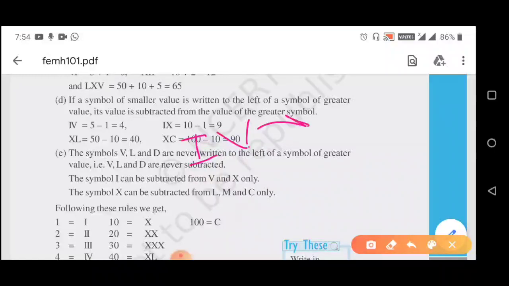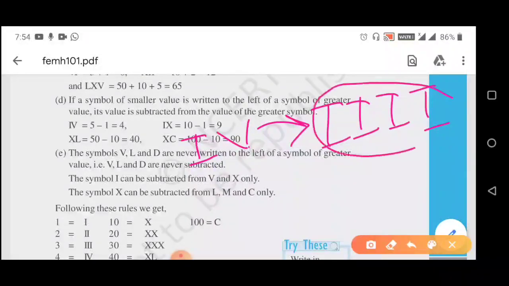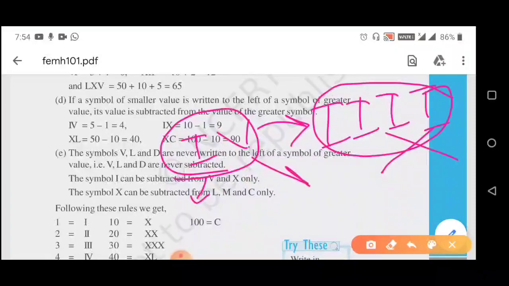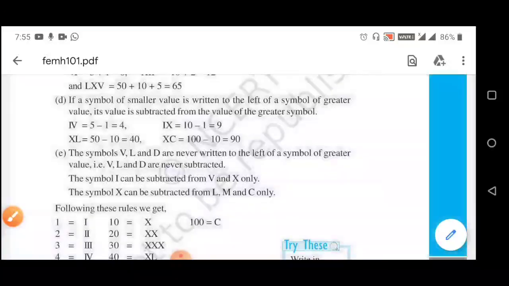We cannot write 4 as IIII because we cannot repeat a symbol more than 3 times. So we have to write 4 in this way: IV. Here I is the symbol for the smaller value and V is the symbol for the greater value, which is 5. So here this I will be subtracted from V. So 1 will be subtracted from 5, so it will become 4. So in this way we can write the Roman numerals.